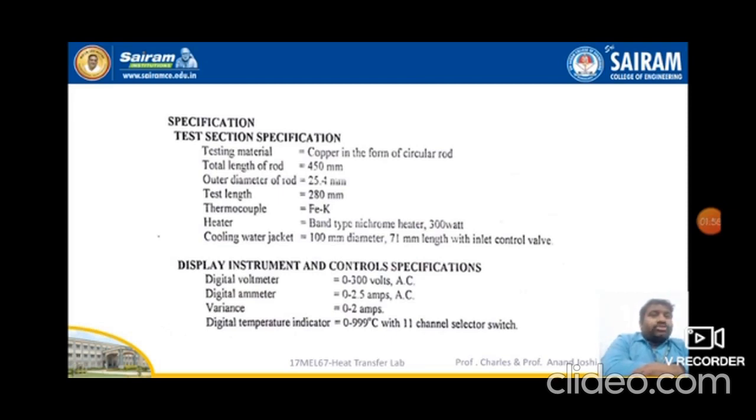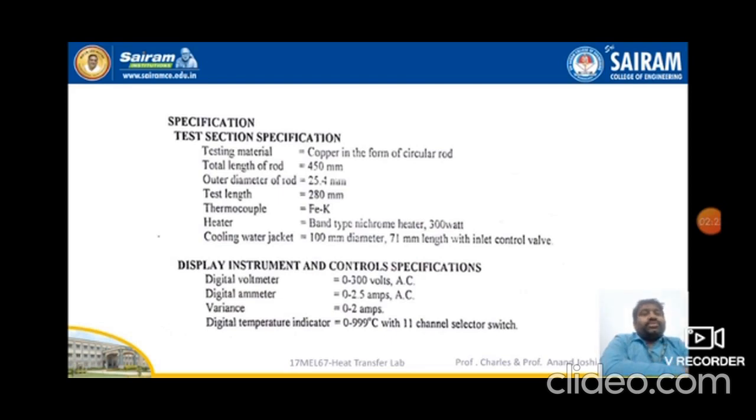Displaying instrument and controlling specifications are also given. Digital voltmeter is 0 to 300 volts AC, digital ammeter is 0 to 2.5 amps AC current, variac is 0 to 2.2 amps, and the digital temperature indicator is 0 to 919 degree centigrade with an 11 channel selector switch.